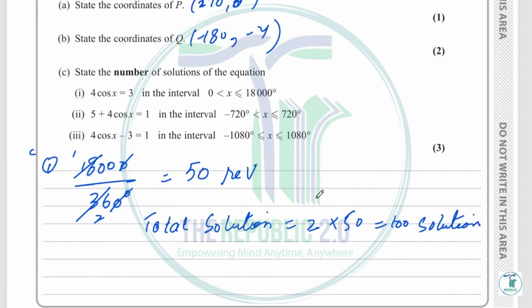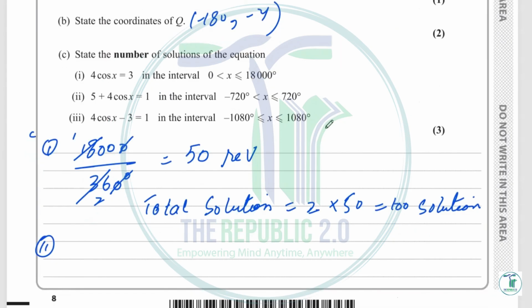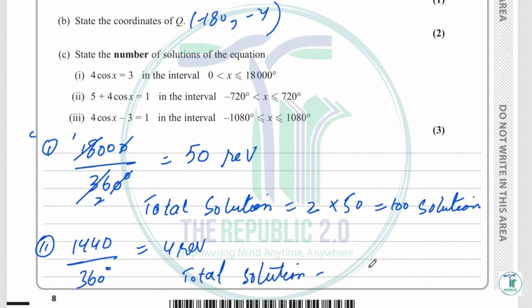Now for the second part, you have got 5 plus cos x. Same is the case with this one. In one revolution, we've got 2 solutions. So minus 720 to 720 is 720 plus 720, which is going to be 1440. So 1440 divided by 360 degrees comes out to be 4 revolutions. If you have got 4 revolutions over here, the total solutions are going to be 2 times 4, and that comes out to be 8 solutions. So we have got 8 solutions in this part.